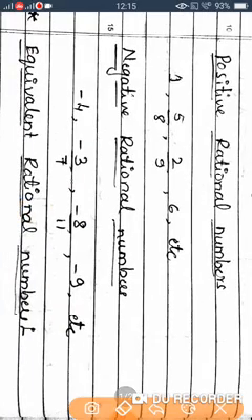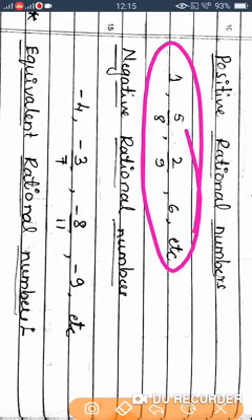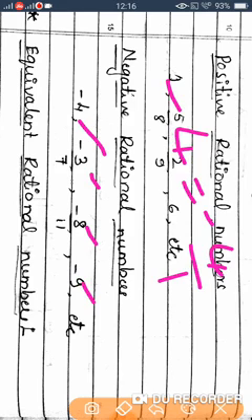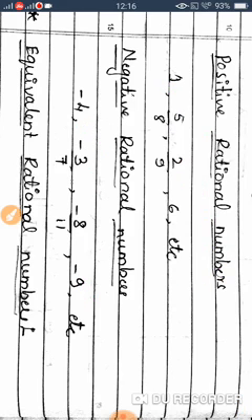In rational numbers, positive rational numbers and negative rational numbers are there. See, positive rational numbers are only positive fractions. All fractions we can tell as positive rational numbers. If the numerator or denominator is negative, then those are negative rational numbers. So minus 4 we can write as minus 4 by 1. So the denominator is 1, isn't it? So all that we can remember here.